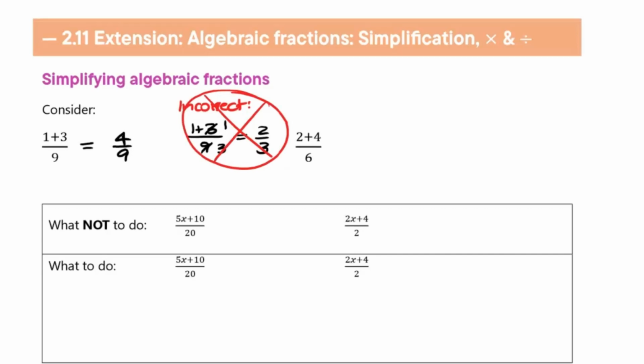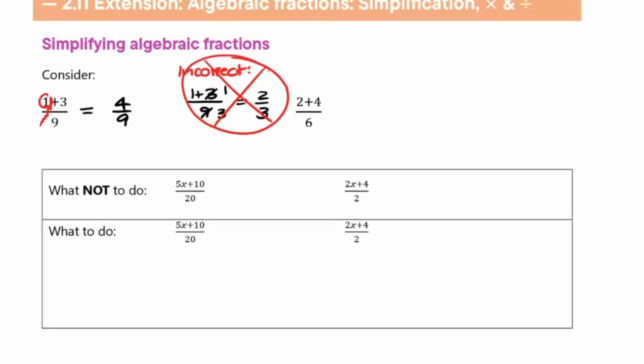When we cancel things down, what we need to do is divide everything in the numerator by a particular number and everything in the denominator by that number. So the problem is with that, we have this 1 here that we weren't dividing by 3. So if you can't divide every single number by 3, or by whatever common factor you're looking at, you can't cancel it off like that.